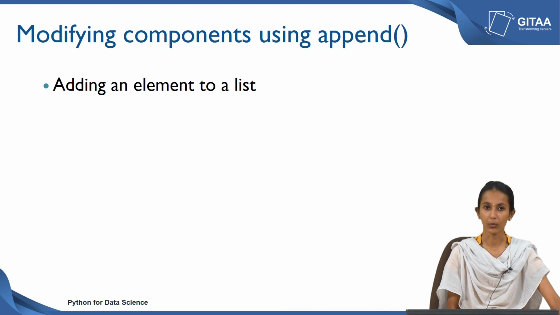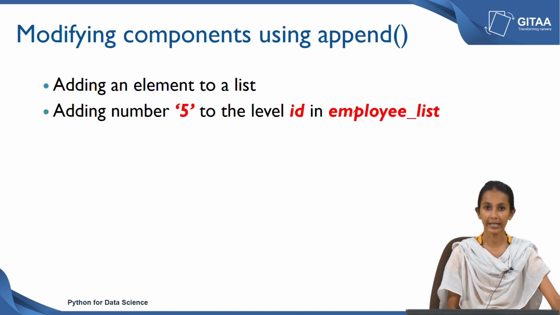Let us say I wanted to add an element to a list. Today one person has joined. So, the employee ID will be increased by 1 and also the employee name will be increased by 1, right. Let us say I wanted to add the ID 5 in the employee list.